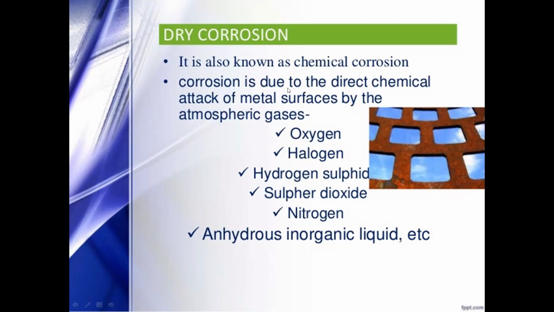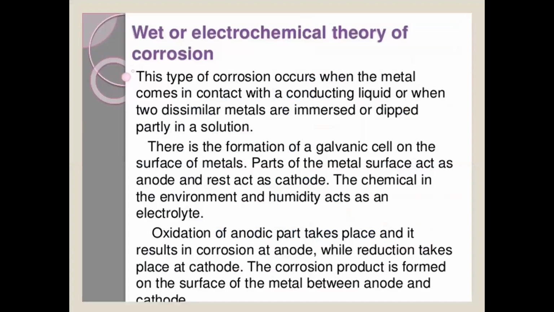Dry corrosion is due to the direct chemical attack of the metal surfaces by the atmospheric gases. In the atmosphere, the gases, for example oxygen, halogen, hydrogen, sulfur dioxide, nitrogen, anhydrous inorganic liquid, directly attack the metal surface. Due to this, the metal gets corroded, and this type of corrosion is called dry corrosion.